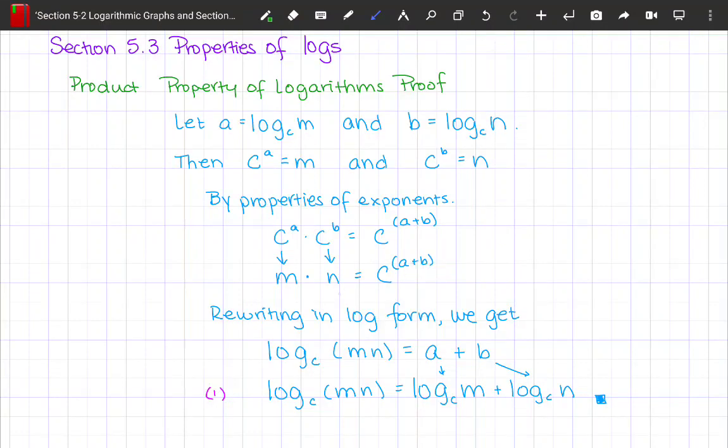If I take this expression and rewrite it in logs, we have log base c of mn is a plus b right there. But we defined what a and b are up there, and that gets us our product property. So that was that one. Let's take a look at the quotient property.